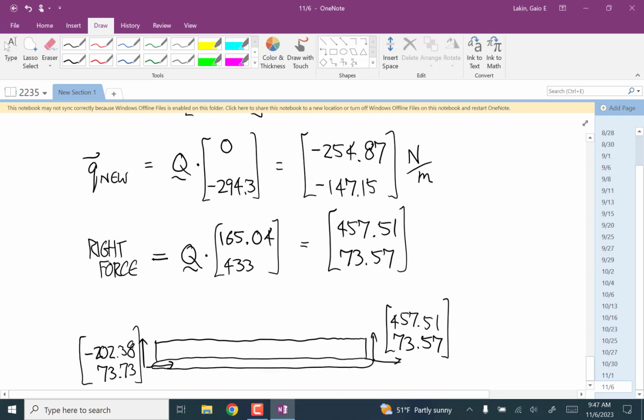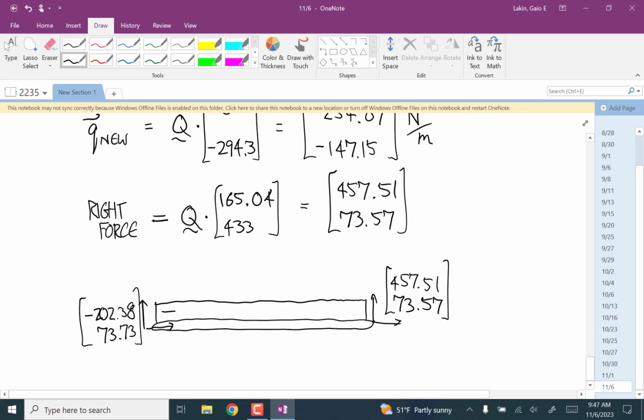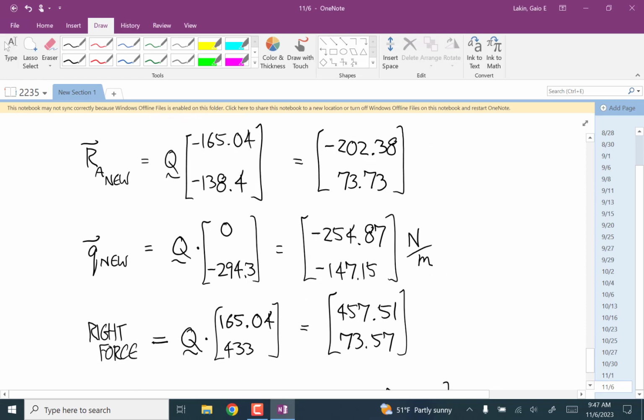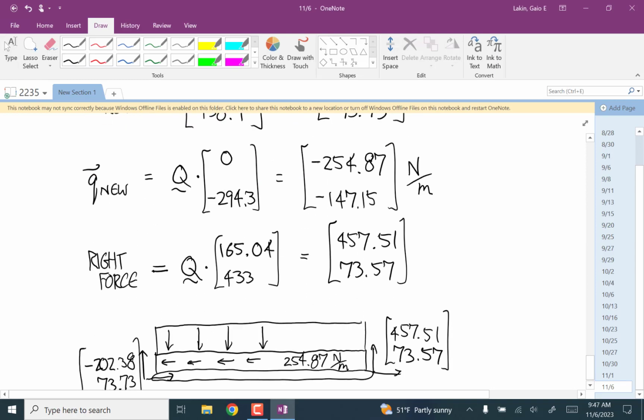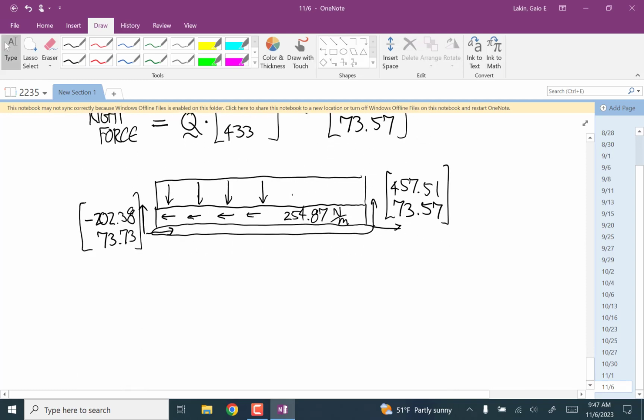But we have, I'm going to draw it as a force going this way, a distributed load going this way of 254.87 newtons per meter. And then a distributed load going this way of 147.15.